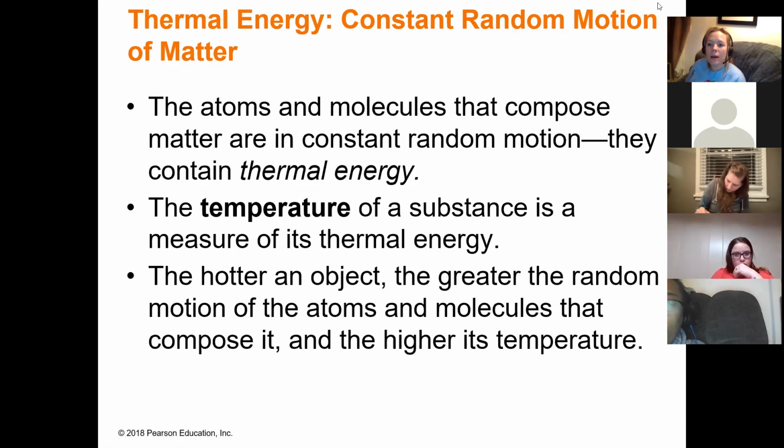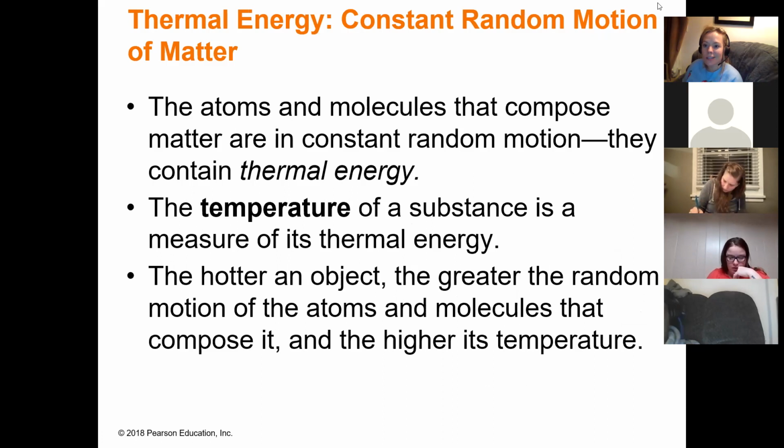So with all this talk of energy and heat, we got to talk about thermal energy. Thermal energy is the constant random motion of matter. So all materials have thermal energy. We can measure this random motion using temperature. So when I say, hey, it's 72 degrees outside, I'm measuring the thermal energy of the air. If I say, hey, it's 85 degrees outside, that means that there is more thermal energy to the air. The hotter an object is, the greater the random motion is. Okay.